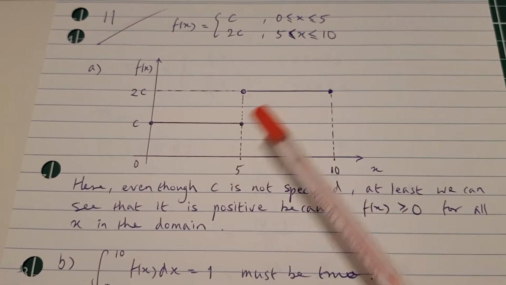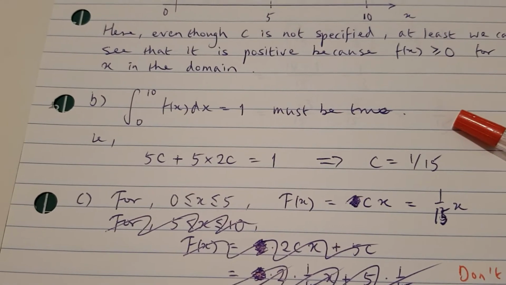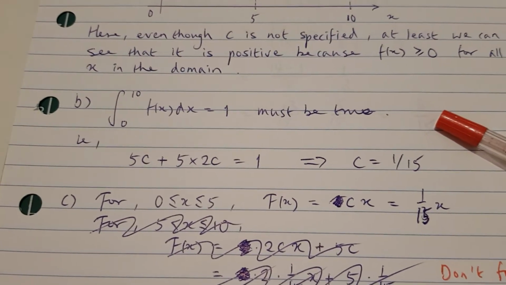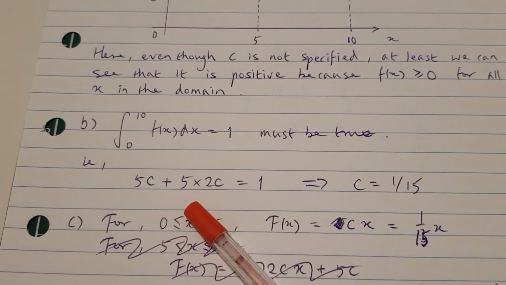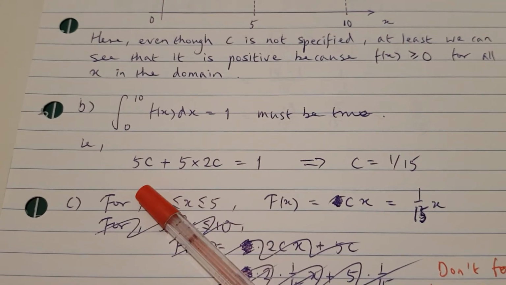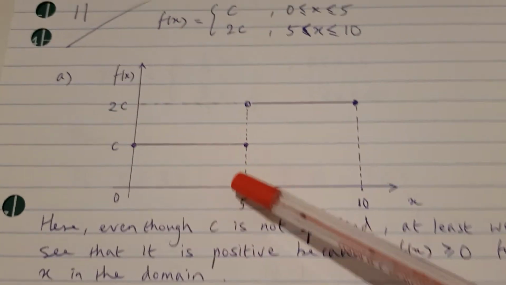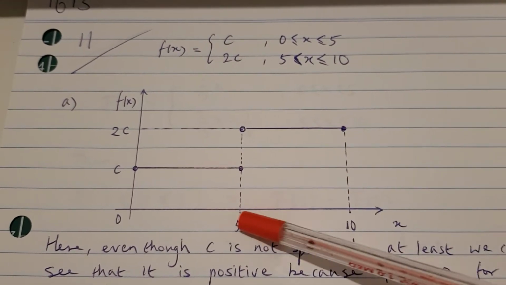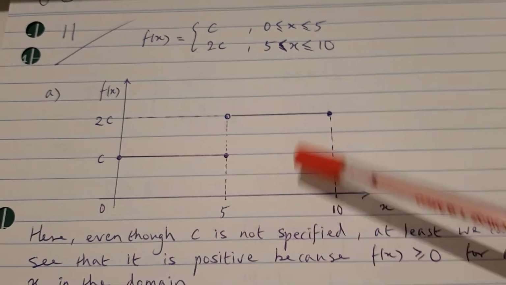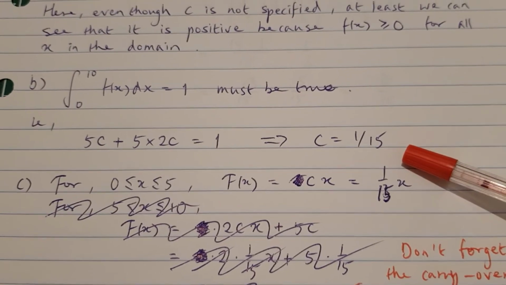Okay, so that's why the graph looks like so. And part B, this must be true. Okay, because we know it's a PDF, so let's now evaluate this. 5C plus 5 times 2C. Okay, where do I get that from? Again, this area is 5 times C, and that area is 5, the difference between 5 and 10, times the y value 2C. Hence this calculation, hence C has to be 1 on 15.